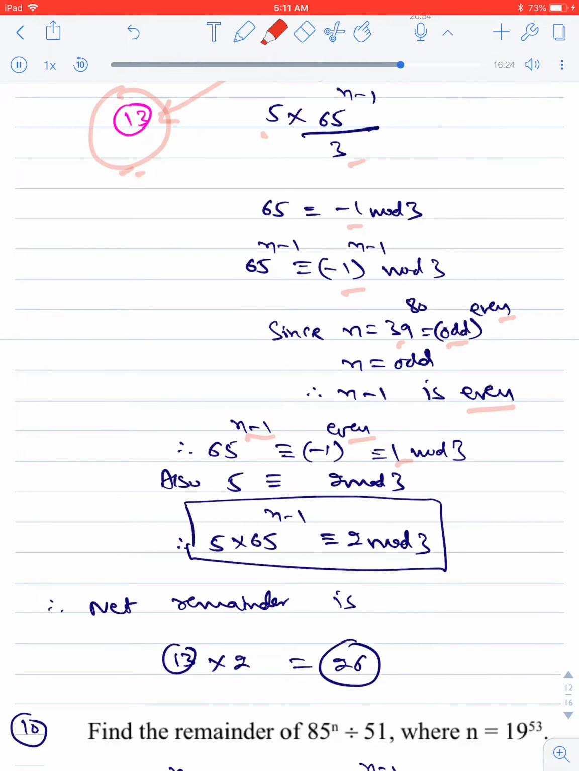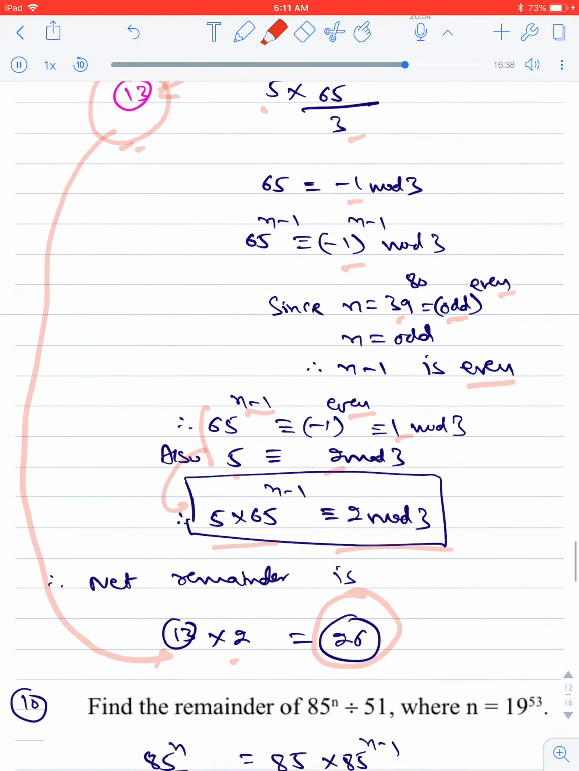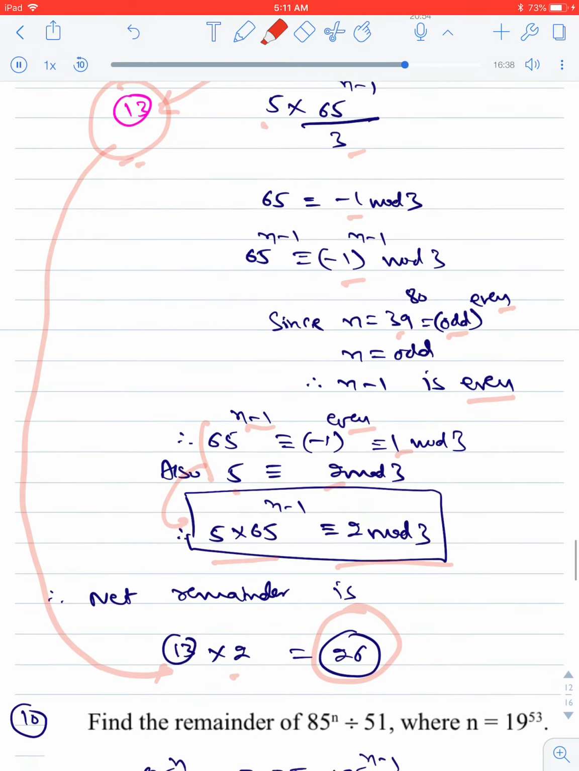Now also 5 leaves the remainder 2 when divided by 3. That is, 5 is congruent to 2 mod 3. Multiply these two. What we get is 5 into 65 raised to power n minus 1 is congruent to 2 mod 3. But the net remainder is, multiply that 13 into this 2. We get 13 into 2, 26, as the net remainder after dividing by 39.